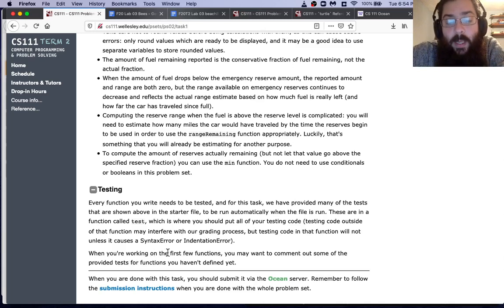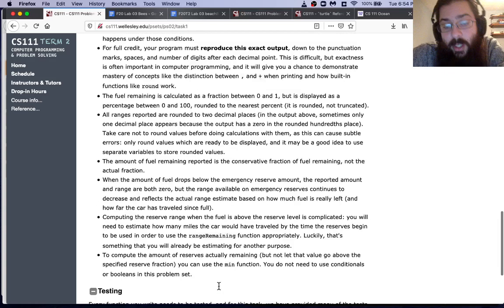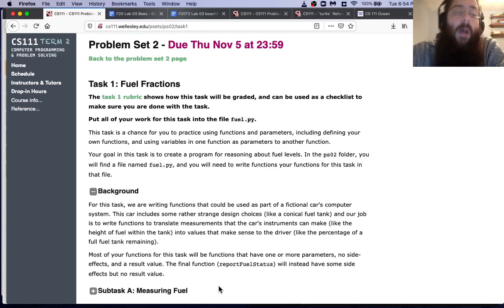It also says if you're working on the first few functions, you can comment out some of the other tests, just so that your program isn't crashing all the time. Or that if it is crashing, it's crashing because you made a mistake in the code you're already writing, not because you haven't written one of those functions yet. As usual, when you're done, submit it via the Ocean server. The submission instructions are the same as normal.